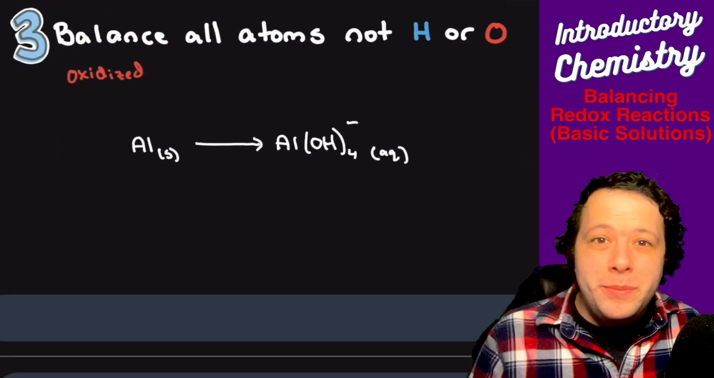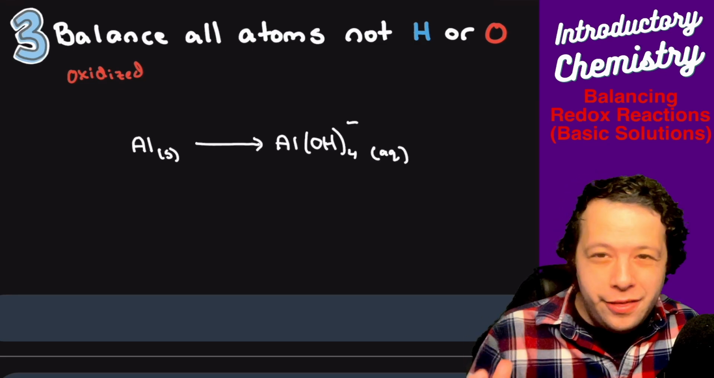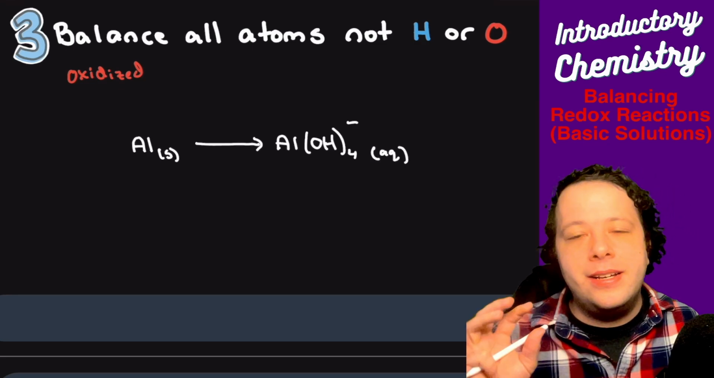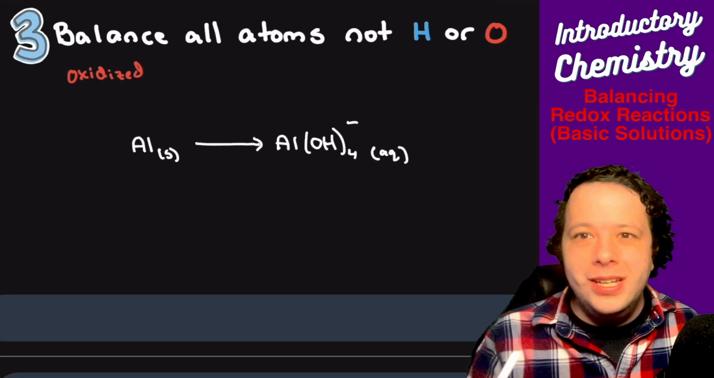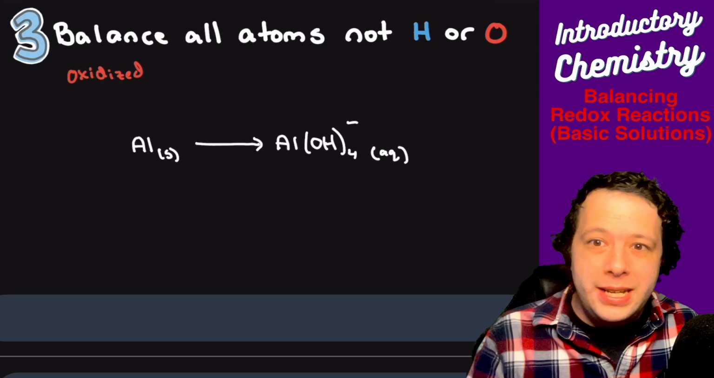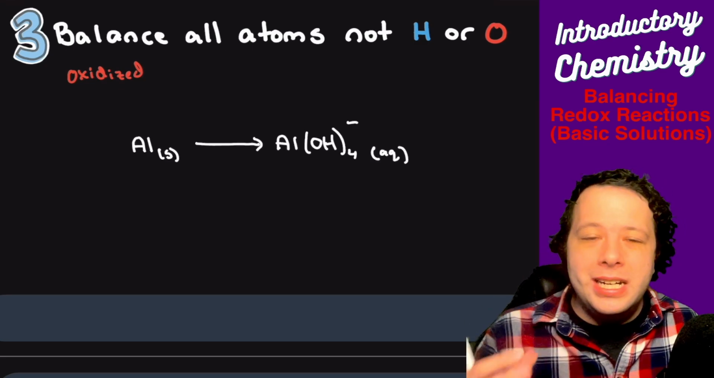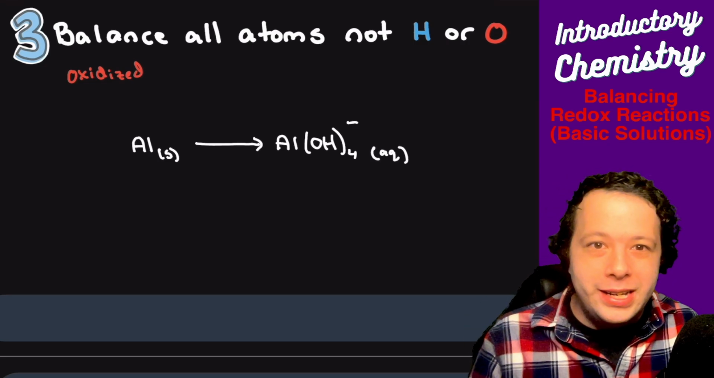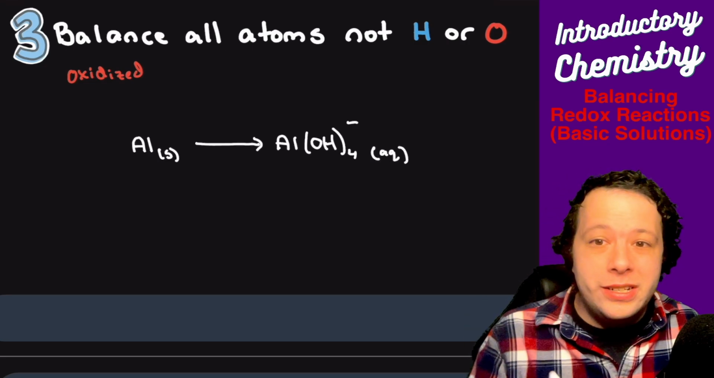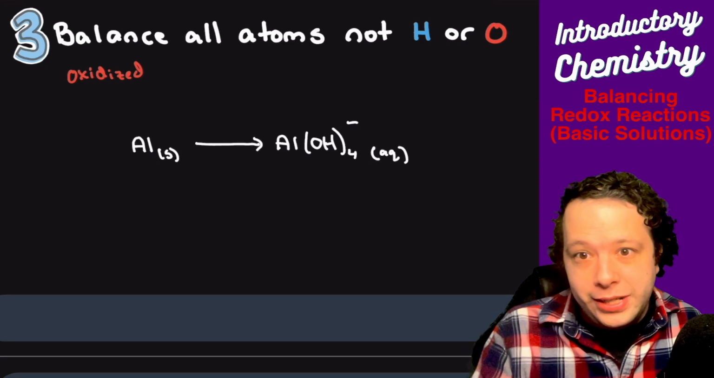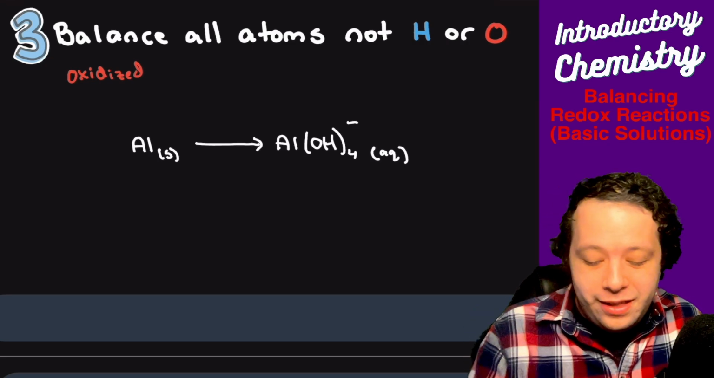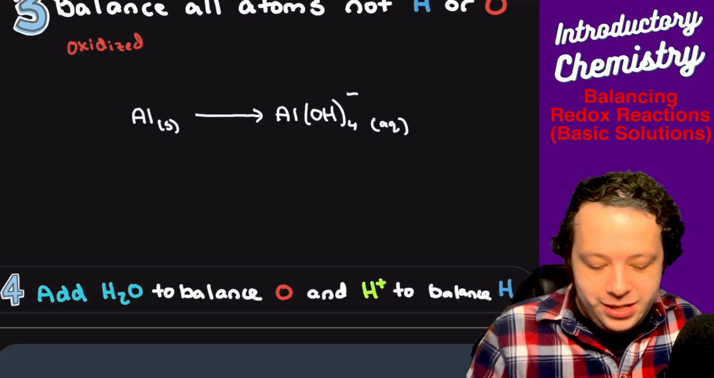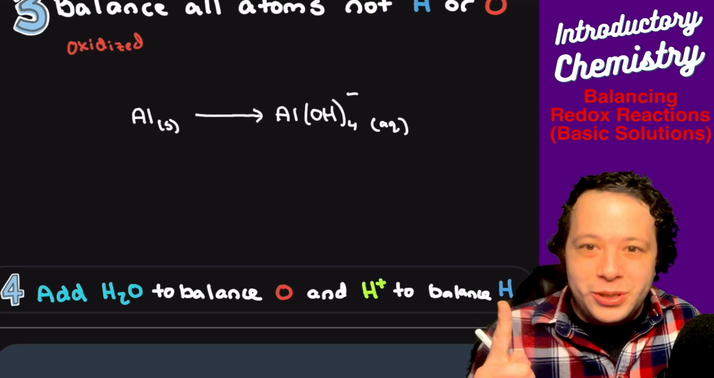Okay, so step number 3 is we're going to balance all other atoms, meaning anything that's not hydrogen or oxygen, being that these are what's going to be pertaining to our solution. We will balance everything else. So in this case, that would be aluminum, being that's the only thing here that's not oxygen or hydrogen. And what you can see is that we have one on each side. So we're already done with that third step. That's pretty nice. But the next step is when the real challenge starts.